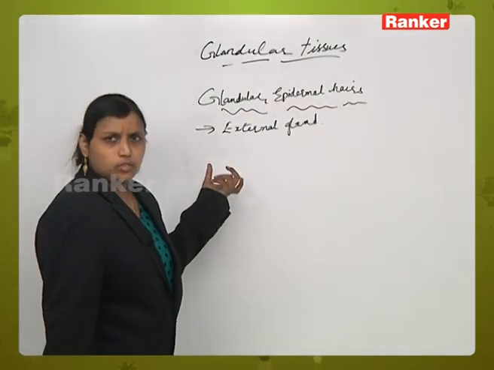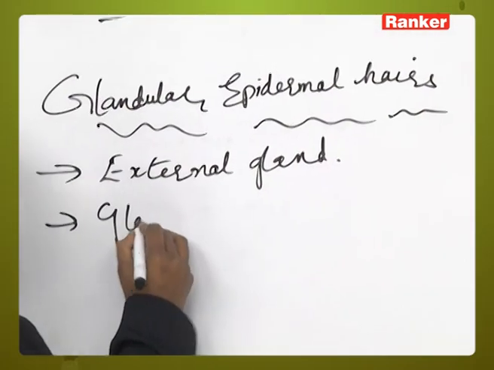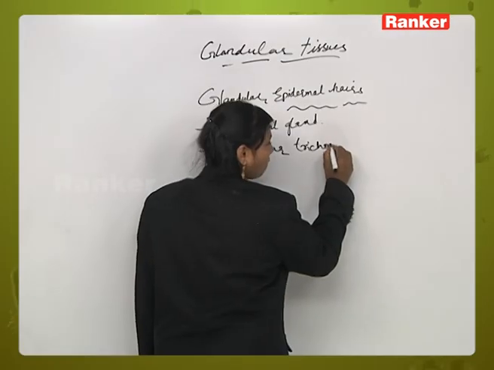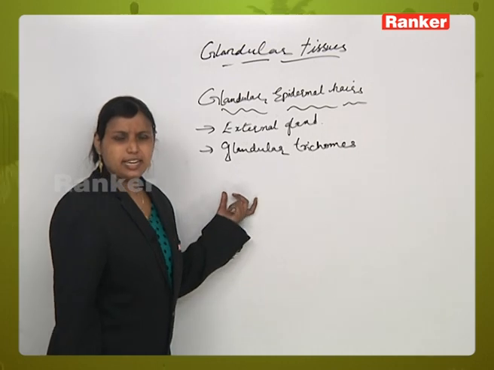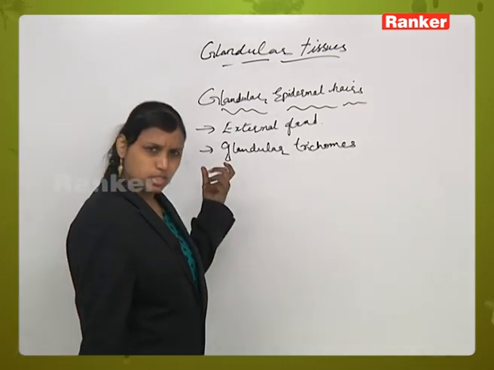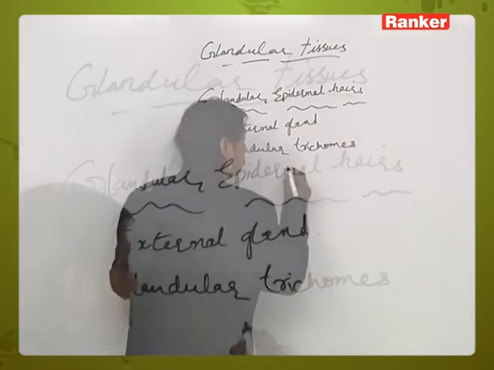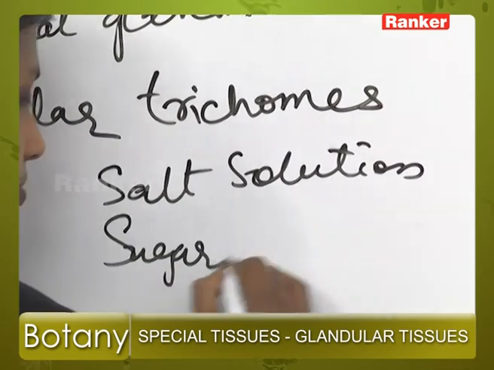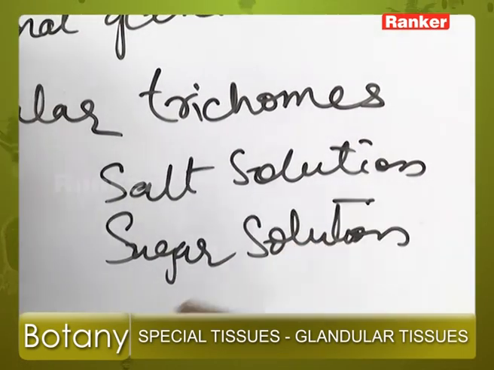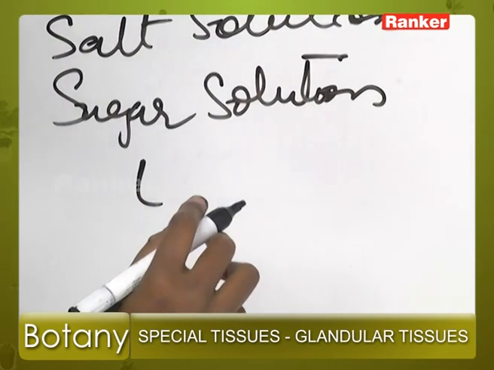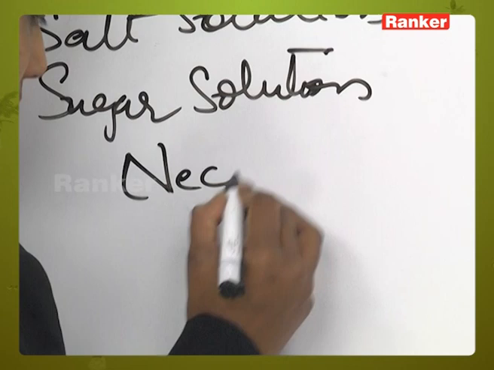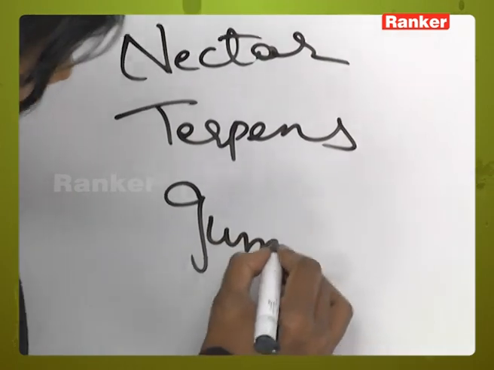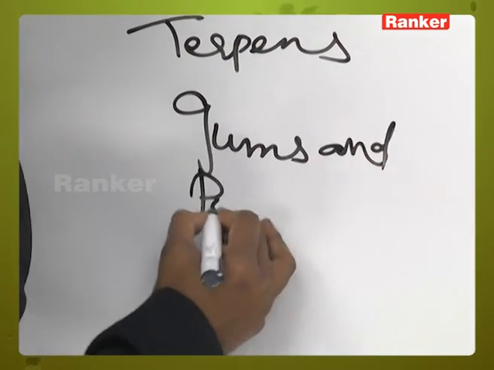These are also called glandular trichomes, which secrete salt solution, sugar solution, nectars, terpenes, gums, and polysaccharides.